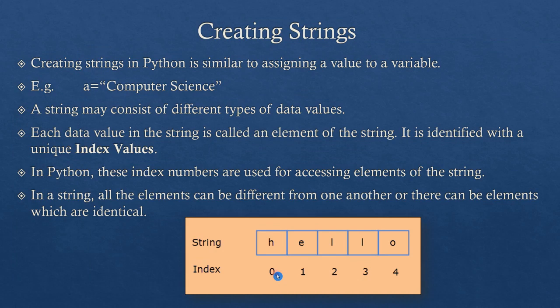Suppose if we have two different words like computer science, how will the index value be calculated? It will start with 0, 1, 2, 3, 4, 5, 6, 7, and here the space is considered as 8, then 9, 10. So even the space will be considered for index value. Okay, so this is what creating a string and indexing the string.